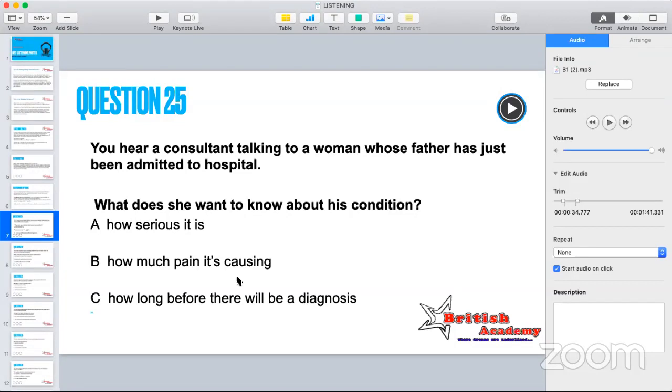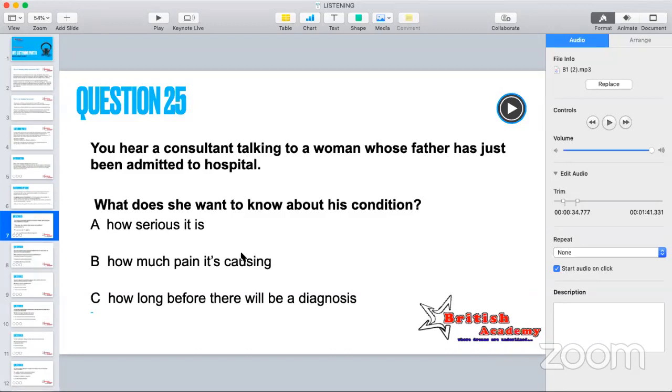Ajay George, you have commented A. This is an option which they did not even mention about how serious it is. So this is the eliminated option. The only two options are B and C, wherein C cannot be the option because the doctor clearly says we have ruled out all the life-threatening situations and the patient is stable.